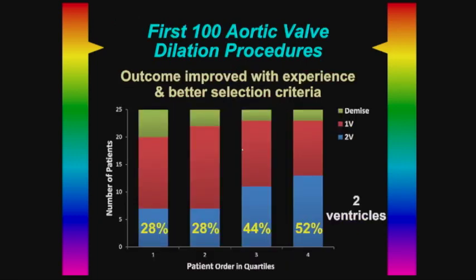There is a learning curve here. You can see that in the beginning, about a quarter of our fetuses ended up in children with 2 ventricles, and now about a half of our fetuses are children that have a 2 ventricular circulation, which is our goal. So this took improved expertise with the procedures as well as better entry criteria.